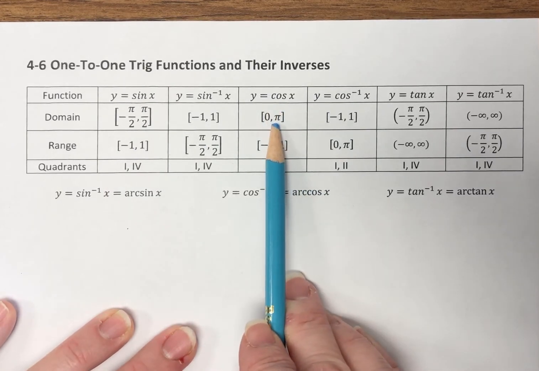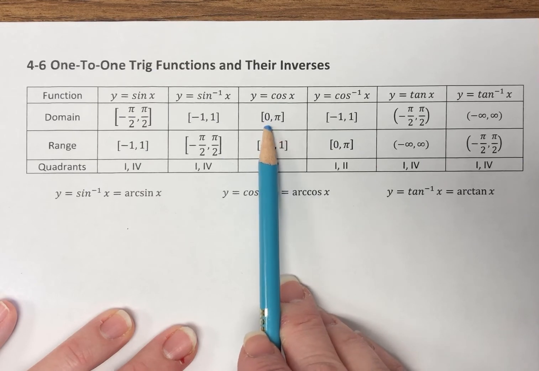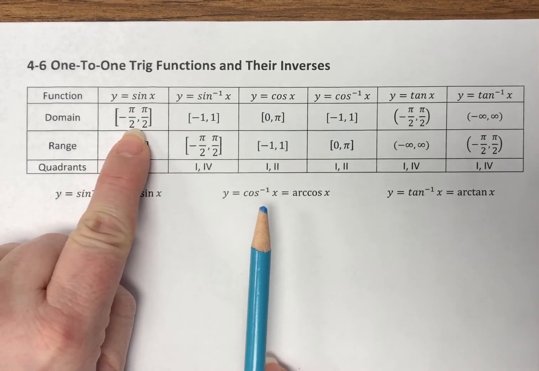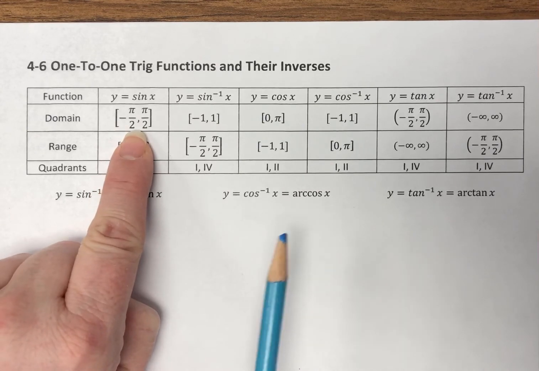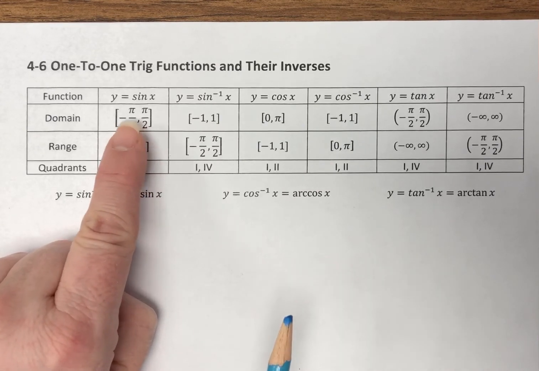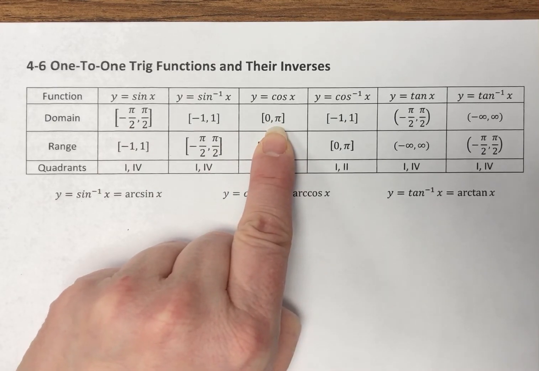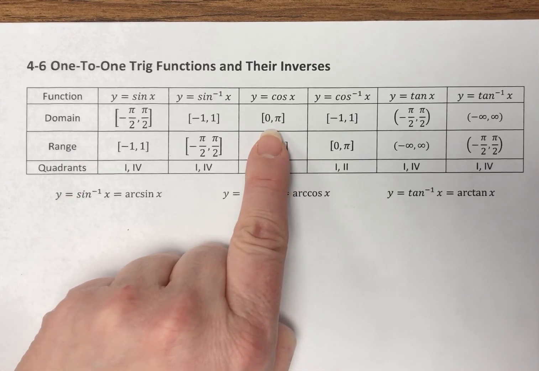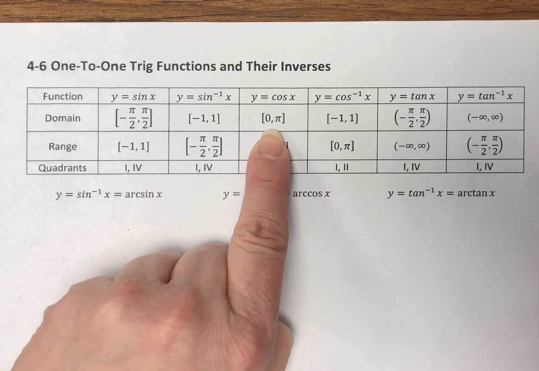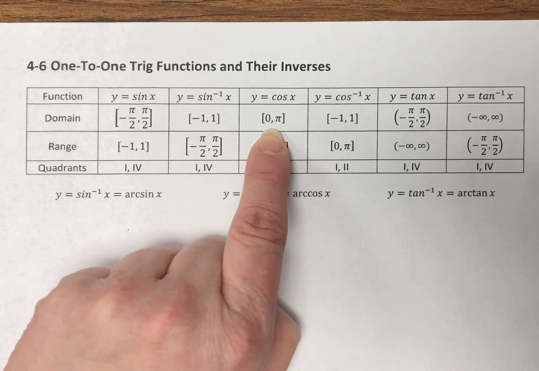Cosine gets restricted a little bit differently. The reason is, if you remember, where are sine, cosine, and tangent positive and negative? Cosine is positive in quadrants 1 and 4. That's what this is looking at for sine. Sine is positive in quadrant 1, but negative in quadrant 4. So for cosine we have to switch a little bit, because cosine is positive in both quadrants 1 and 4, so we can't restrict it in the same way. So cosine gets restricted to quadrants 1 and 2. Cosine is positive in quadrant 1 and negative in quadrant 2, so it covers all your bases.